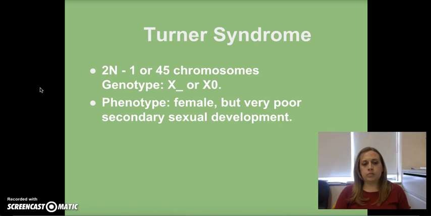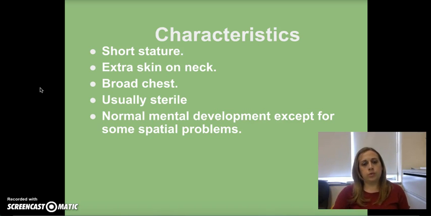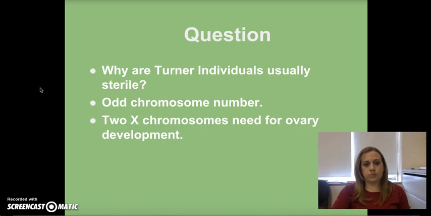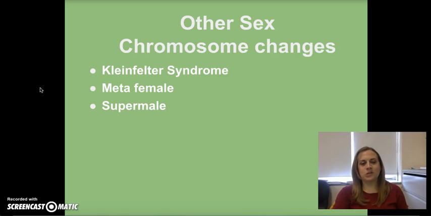So an example would be Turner syndrome. This is an example of monosomy. So here you have 2n-1 or 45 chromosomes, and you're actually missing the second sex chromosome. So you have an X and then nothing else. So phenotypically, an individual with Turner syndrome would be female, but there would be very poor secondary sexual development. So like all the things that would develop typically around puberty, that's where you're going to see the poor development. Several general characteristics would be short stature, extra skin on the neck, broad chest, usually sterile. And the reason for that is because you have an odd number of chromosomes, so they can't pair up and separate properly. And I just kind of told you this, so that's why Turner syndrome individuals are usually sterile.